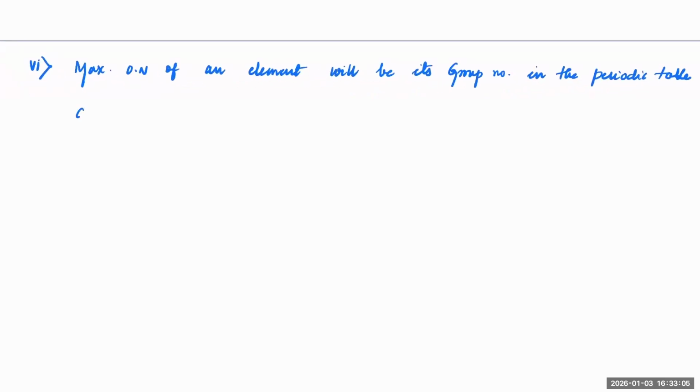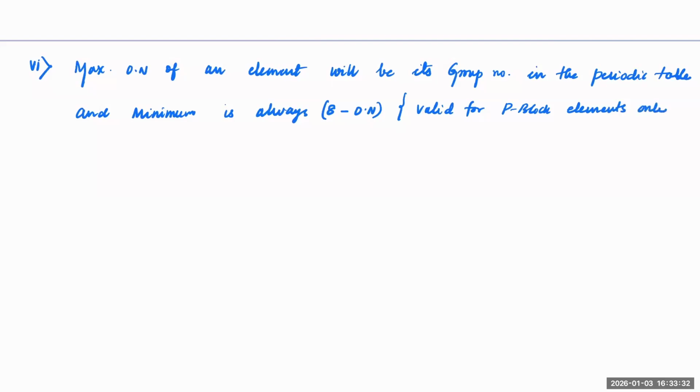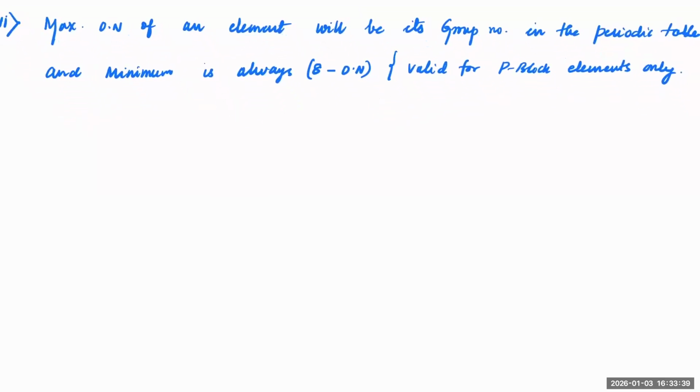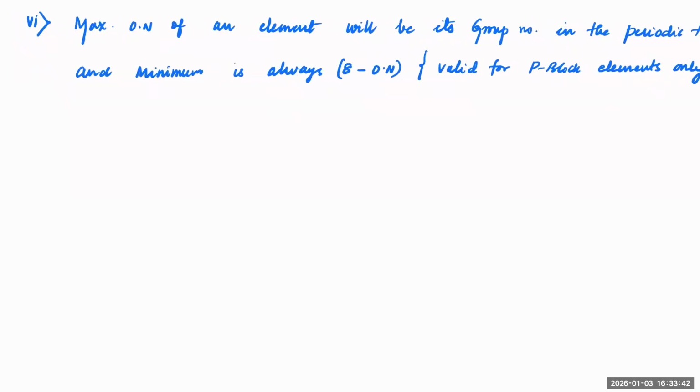Got it? And the minimum is always 8 minus the group number. But again, this is valid for p block elements only. Is valid for p block elements only. Clear? Yes, sir.